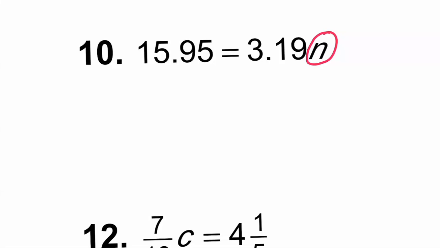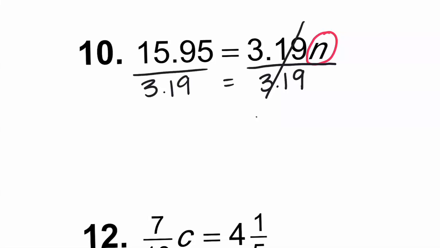Then I'm going to ask myself, what operation is happening to the n? Well, it's being multiplied because this is its coefficient. It's being squished together with multiplication. So if it's being multiplied, I'm going to do its inverse, which is division. I'm going to use a fraction bar to show division. So 3 and 19 hundredths divided by 3 and 19 hundredths is 1. What I do to one side, I'm going to do to the other.